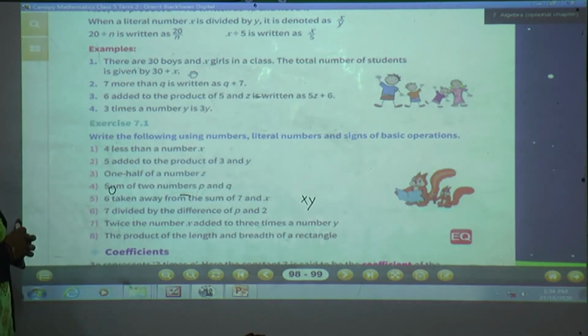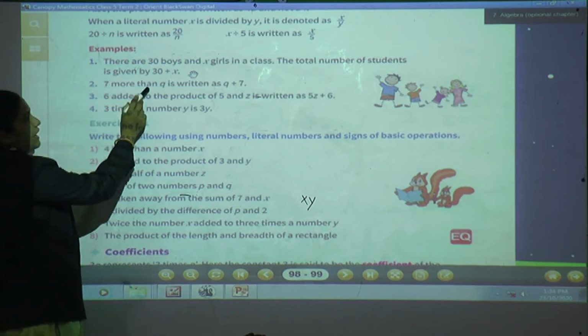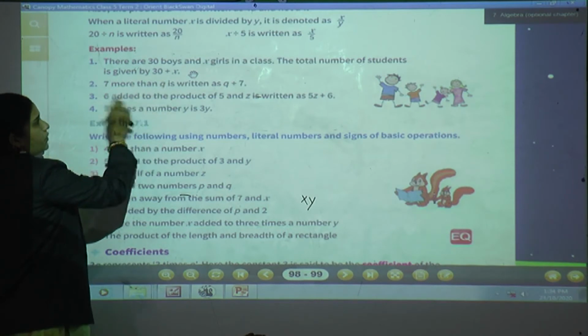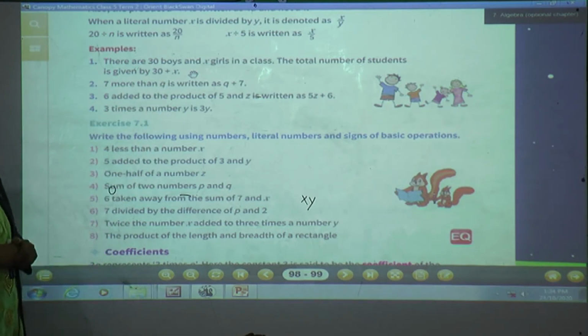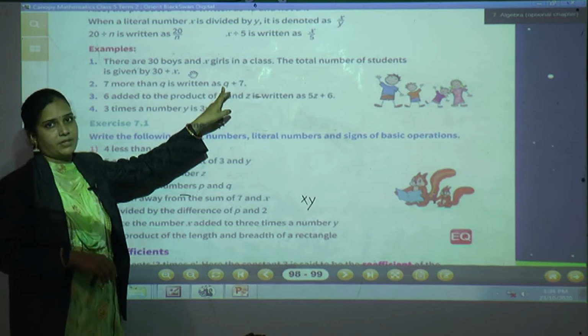Now, in usual arithmetic, for 7 more than, if we take 5, what we used to write is 5 plus 7, isn't it? So here also it is the same process, only we write a letter here.